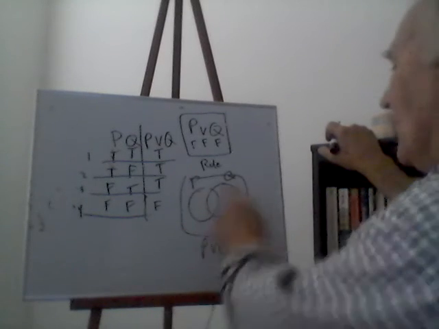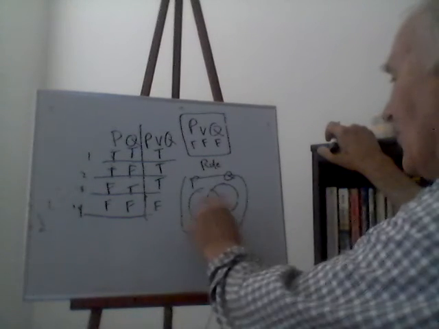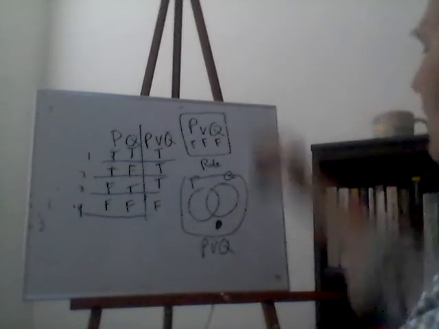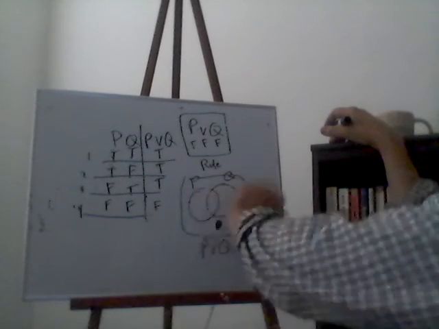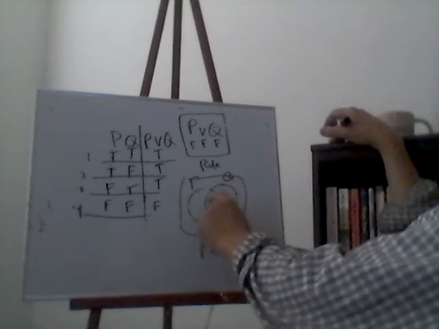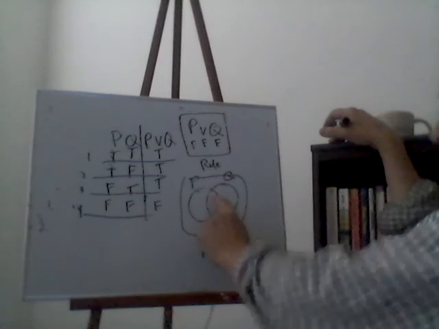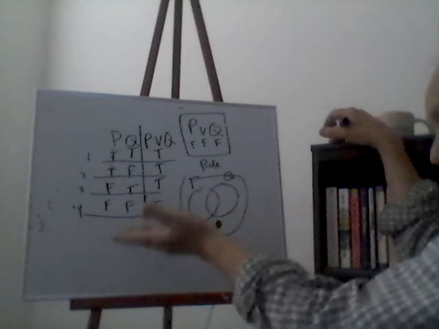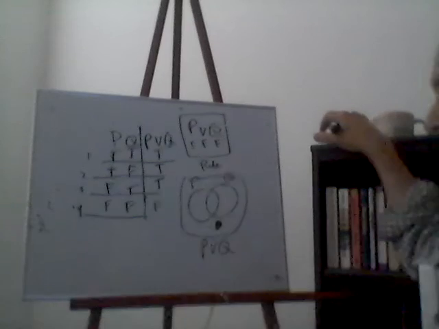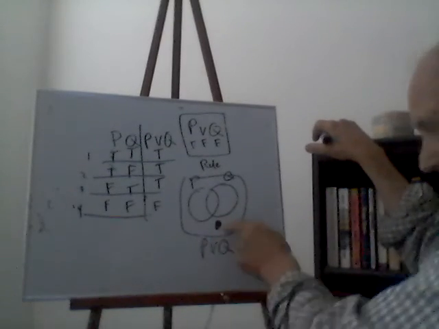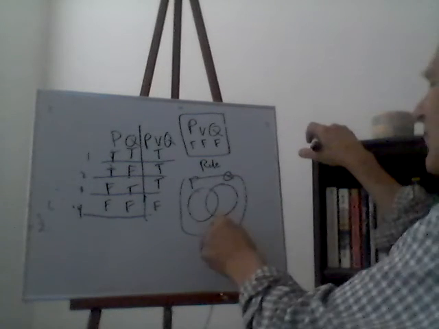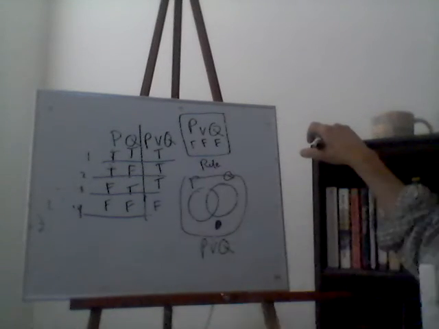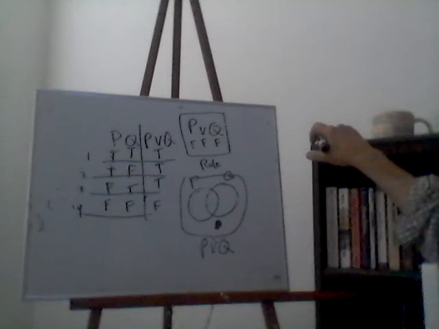Okay, the other ones, P or Q is going to be true for all this section, and this section. So P or Q is true for this section when P is true and Q is false. P or Q is true when P is true and Q is true. And P or Q is true, because it's undarkened, when P is false and Q is true. P or Q is false, it's darkened. You say it's false when, and then you just say what the section says. P or Q is false when P is false and Q is false. So that's how you diagram that one.